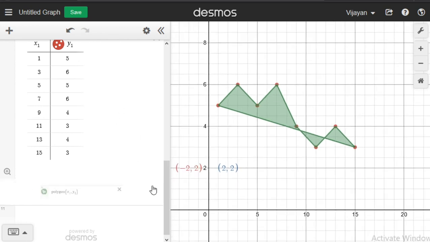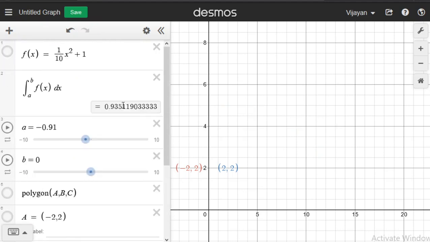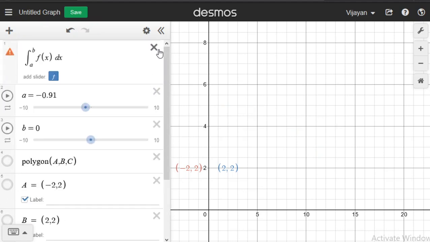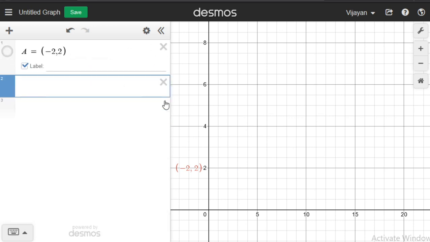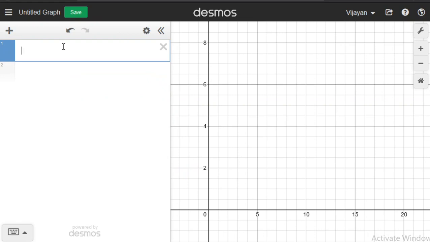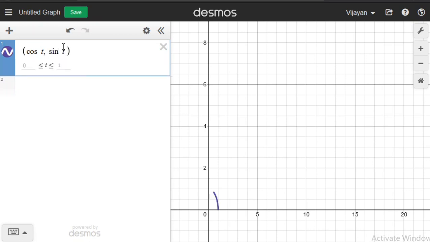Now we will discuss some points around circles and polygons. Suppose I have to draw a circle. I will write the ordered pair cos t comma sin t, and t from 0 to 2 pi. So this is a circle.